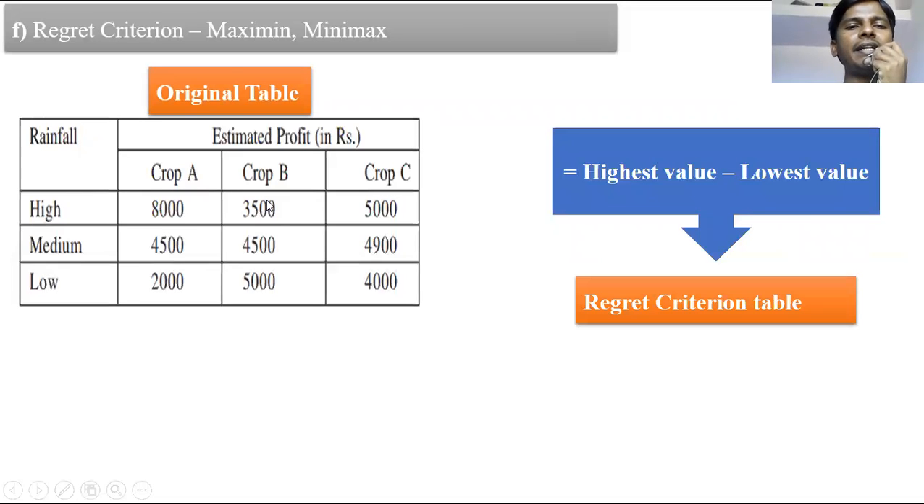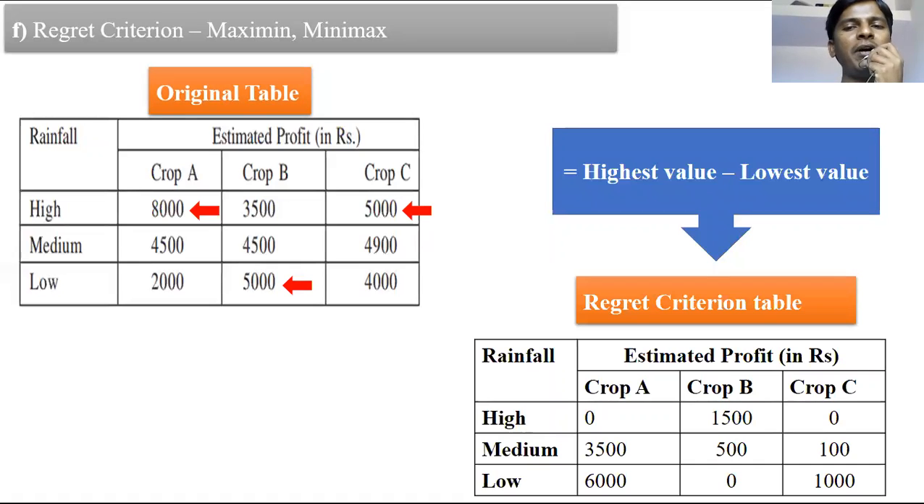For crop B, again, which one is the highest value? The highest value is 5000. So 5000 minus 3500, 5000 minus 4500 and 5000 minus 5000. For crop C, again, which one is the highest value? 5000. So 5000 minus 5000, 5000 minus 4900 and 5000 minus 400. This highest value you have to subtract from the respective estimated profits, and after subtracting you will get a table like this.